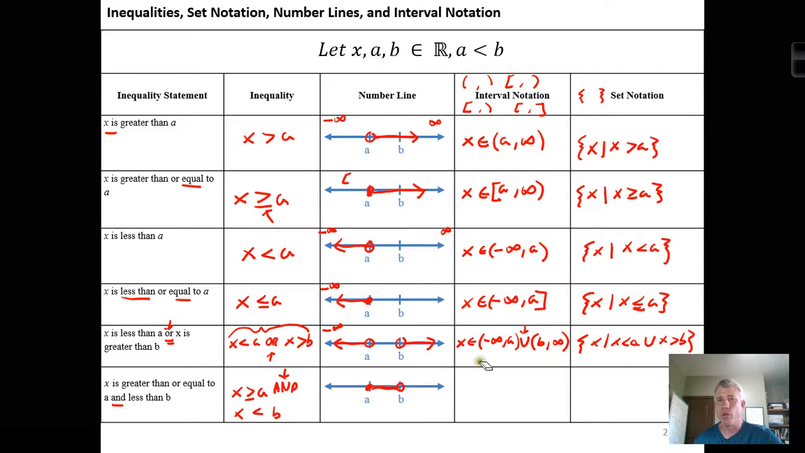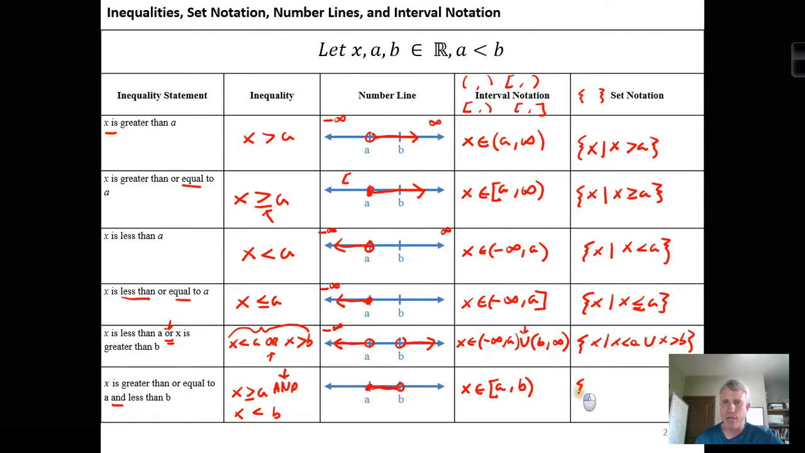In interval notation, then I would say x is an element of, and I'll use a square bracket because we start at and include a, and we run up to b, but we don't include b.